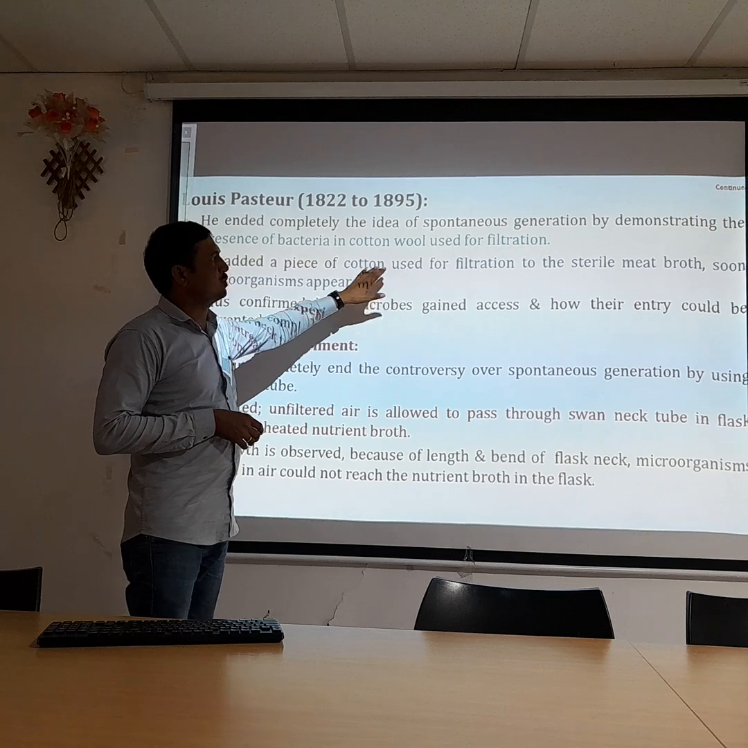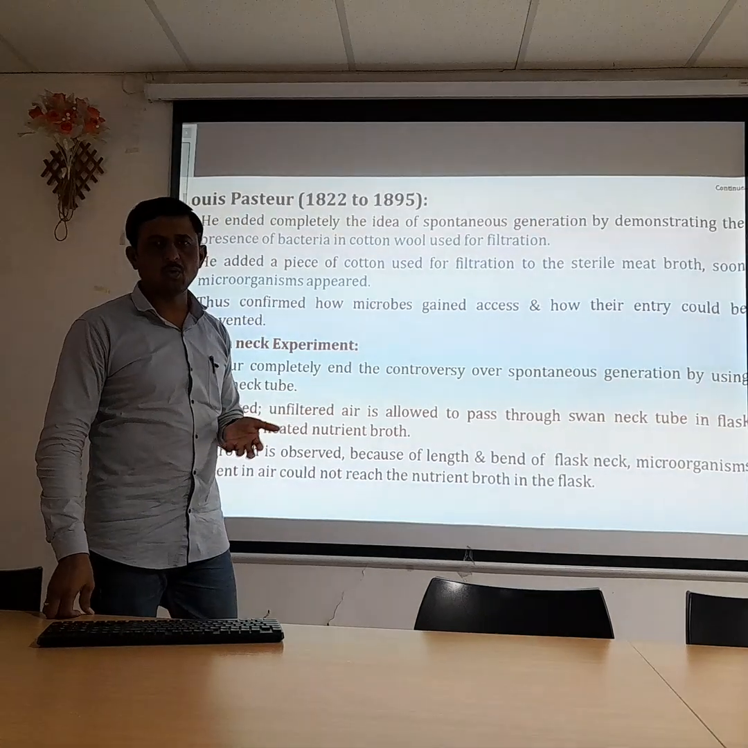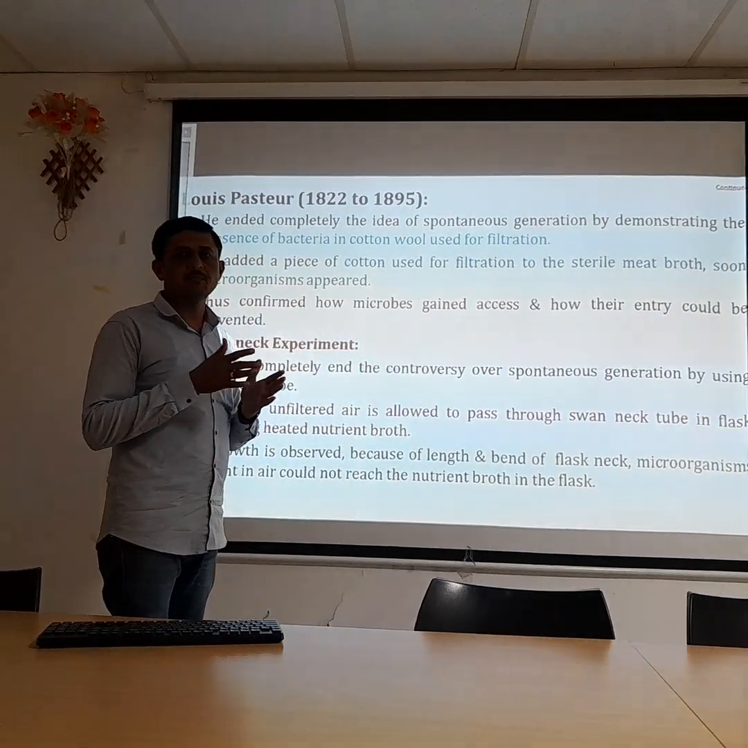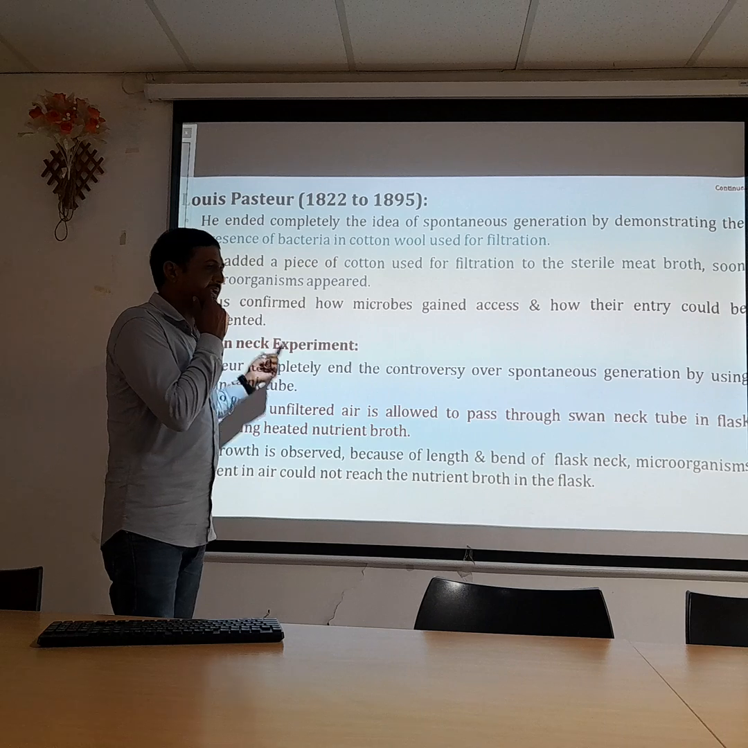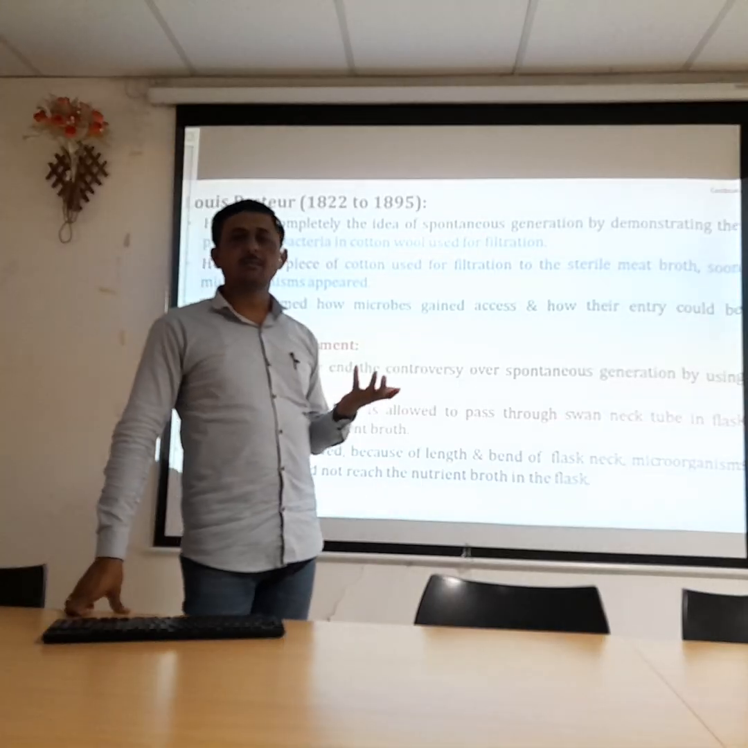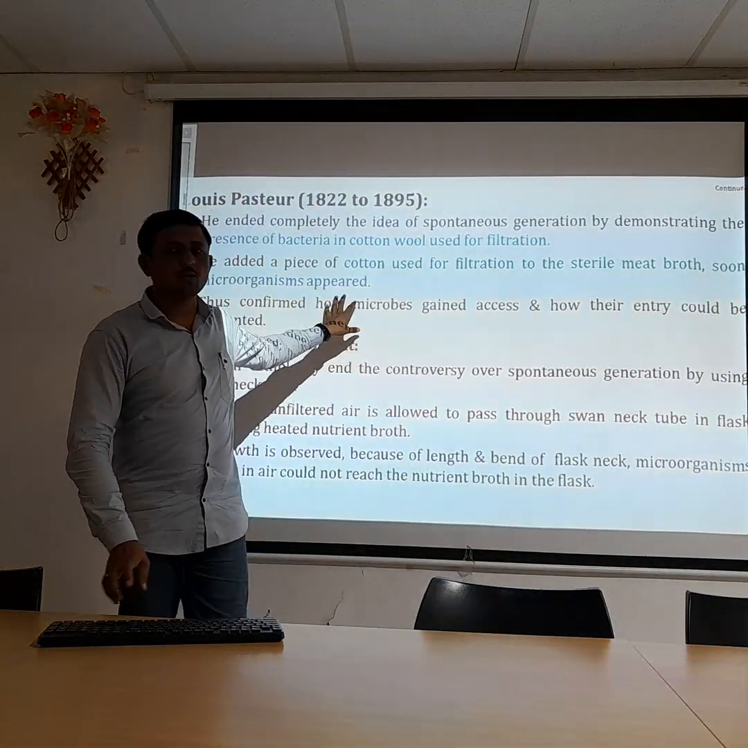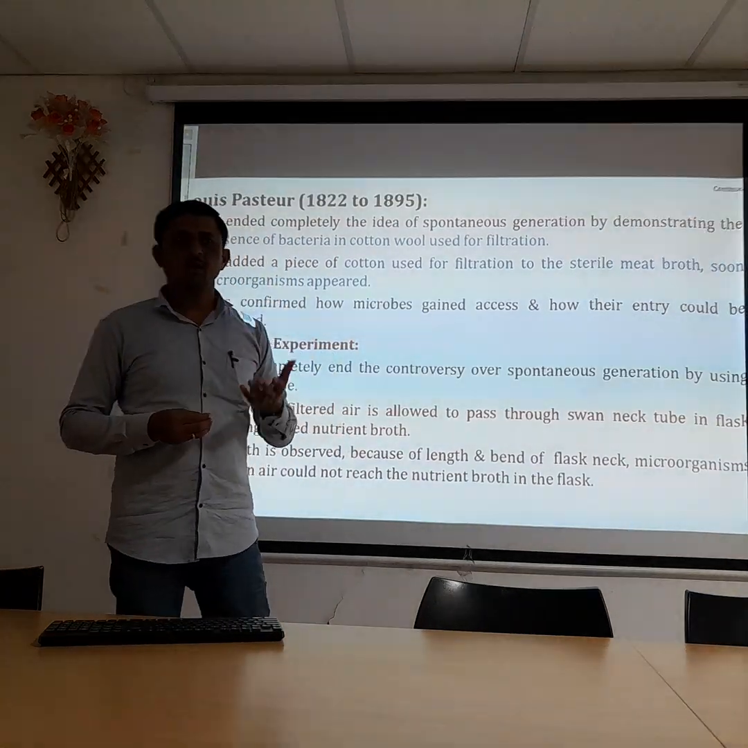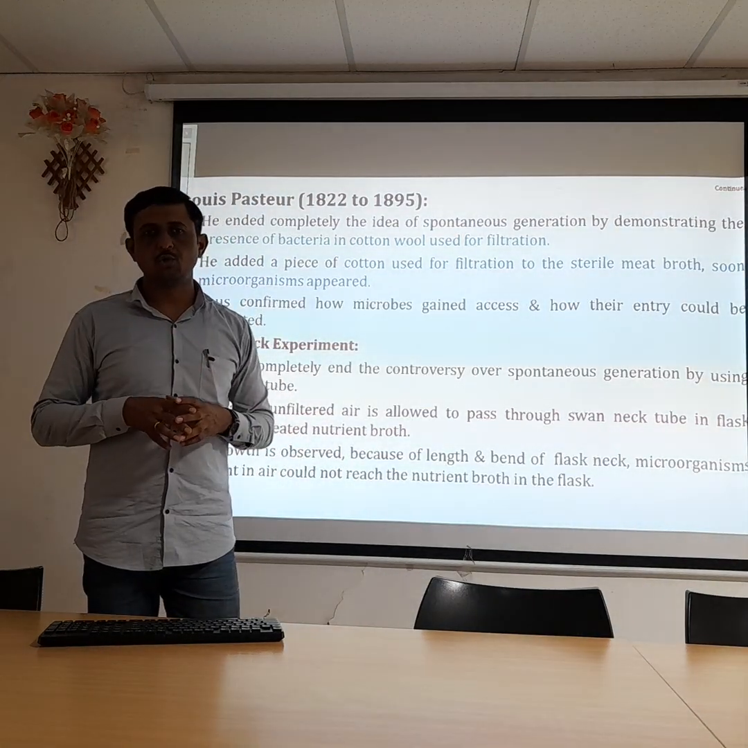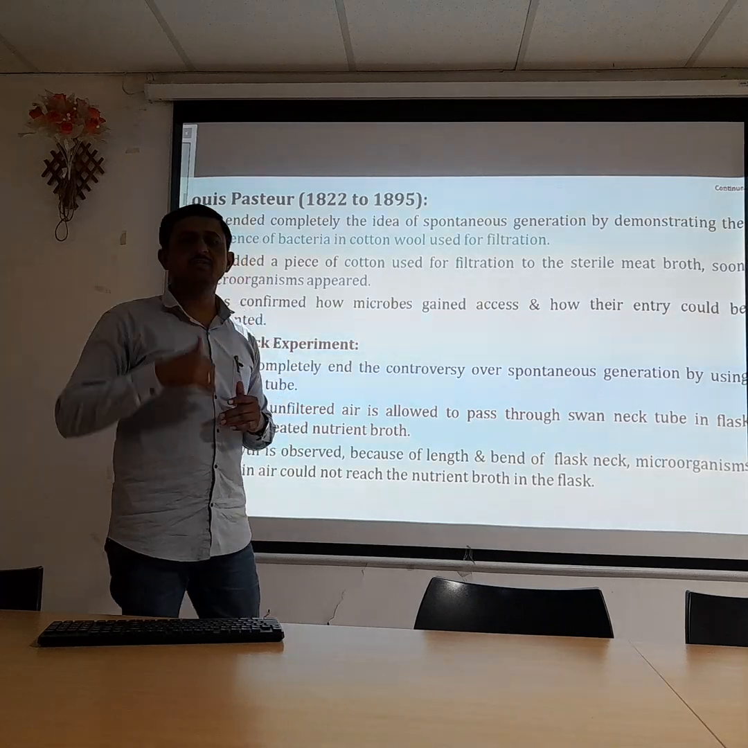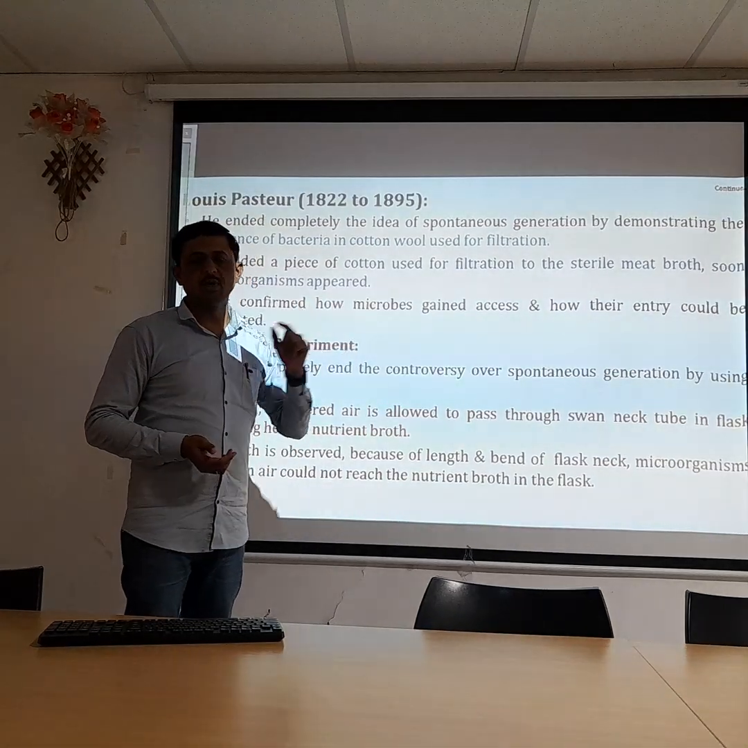He added a piece of cotton used for the filtration to the sterile meat broth. Soon microorganisms appeared. He observed that microorganisms grow easily on the medium as it contains microbes trapped from the air. This confirmed how microbes gain access and how their entry could be prevented. So they found that microorganisms are present in the air, and we cannot easily block the entry of air. But by means of cotton, we can block the entry of microbes, and from that we normally use cotton plugs for microbiological practicals, for conical flasks or tubes. So we can prevent the entry of microorganisms present in the environment into the sterile medium. That is why we normally use cotton plugs for laboratory practicals.